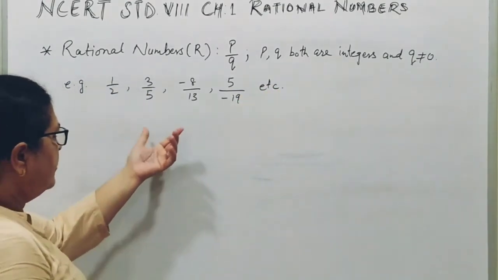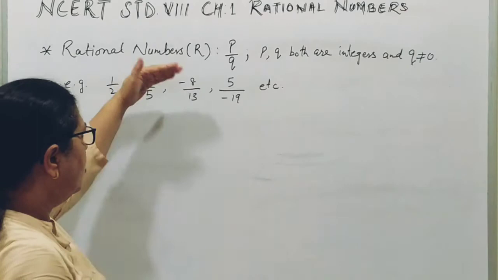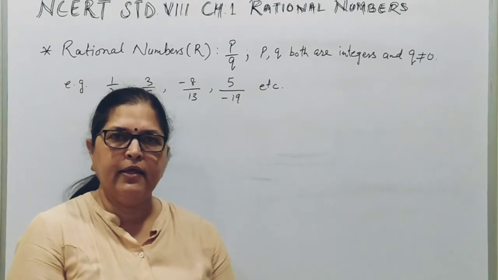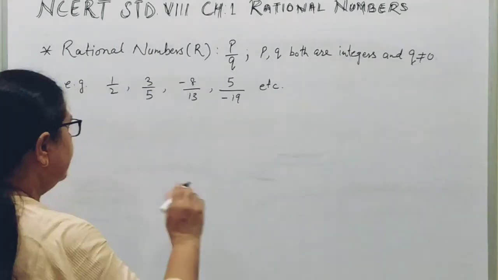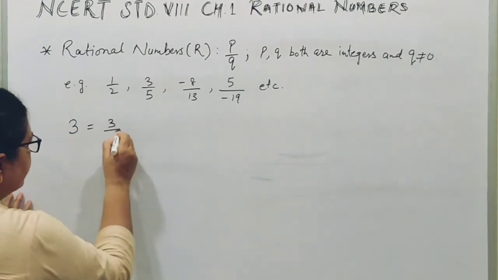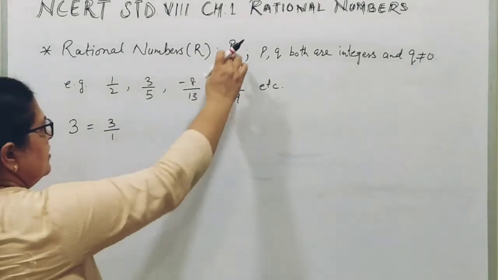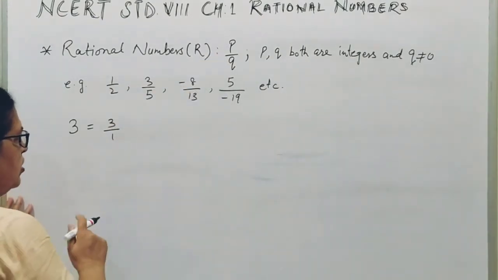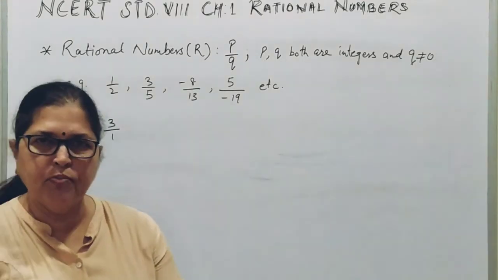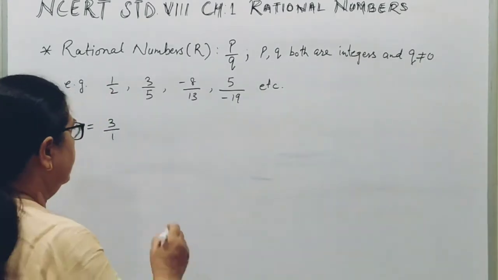All are rational numbers because both numerator and denominator are integers and they all are in the form of p upon q. So what about the numbers like 3, 4, 7, etc., means natural numbers? We take an example of the number 3. We can express 3 as 3 upon 1. Here both 3 and 1 are integers and they are in the form of p upon q. It means all the natural numbers can be expressed in the form of p upon q, means all the natural numbers are also rational numbers.